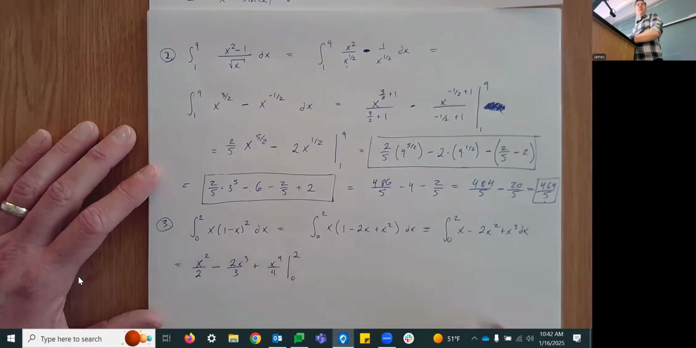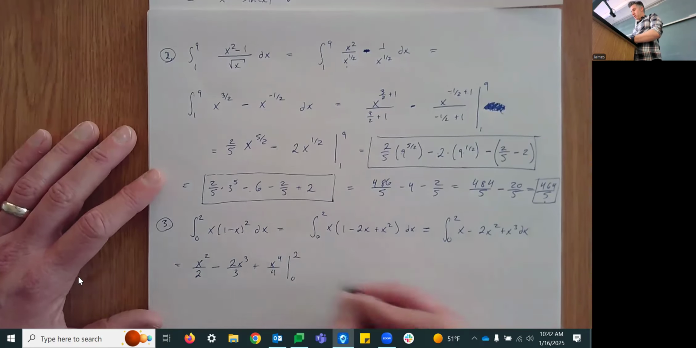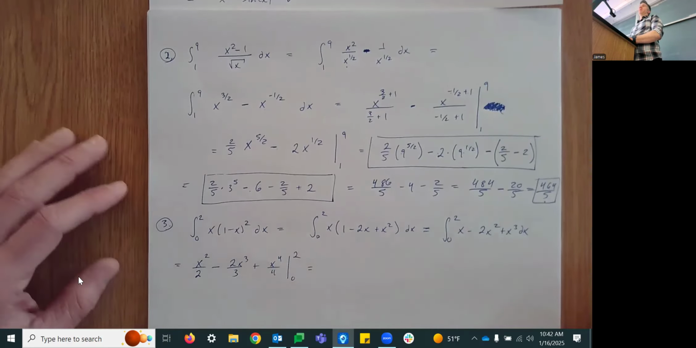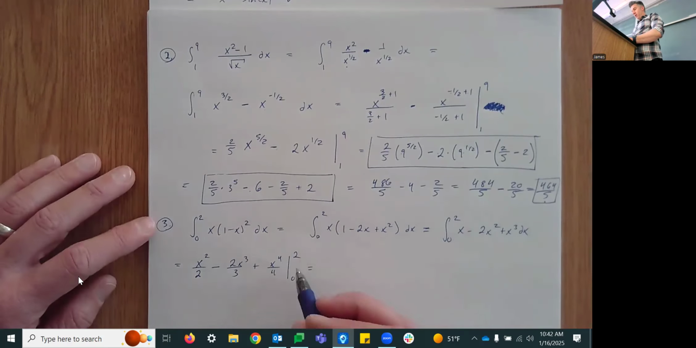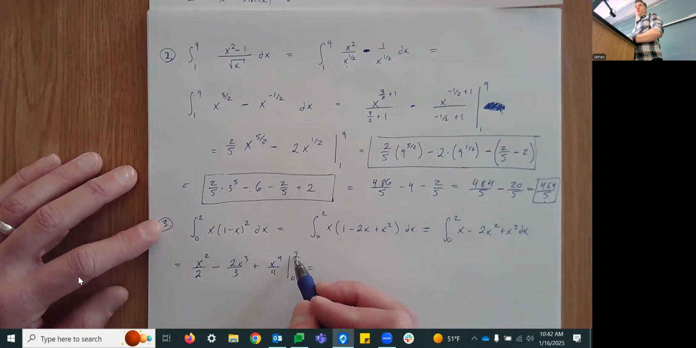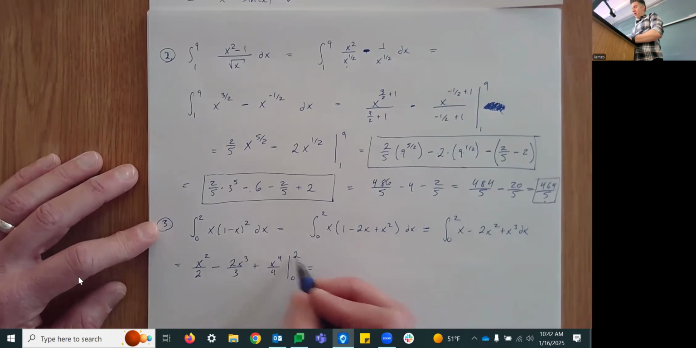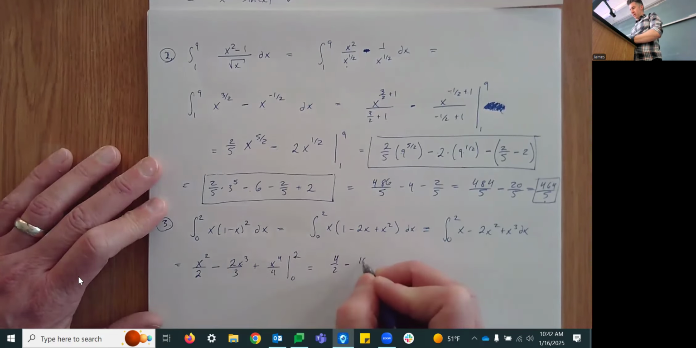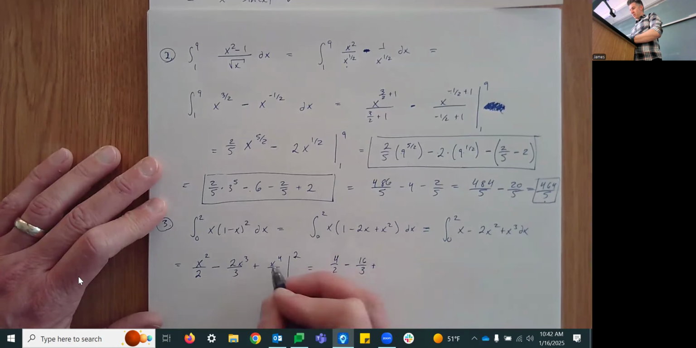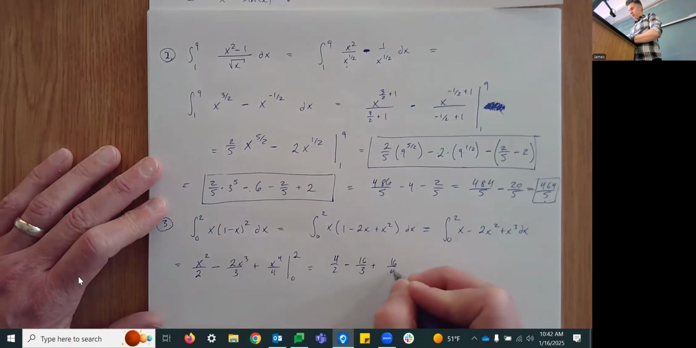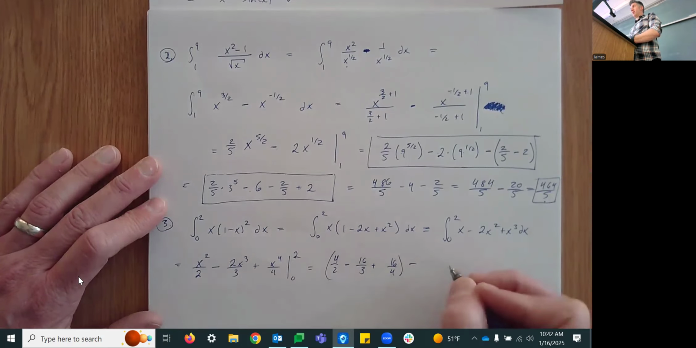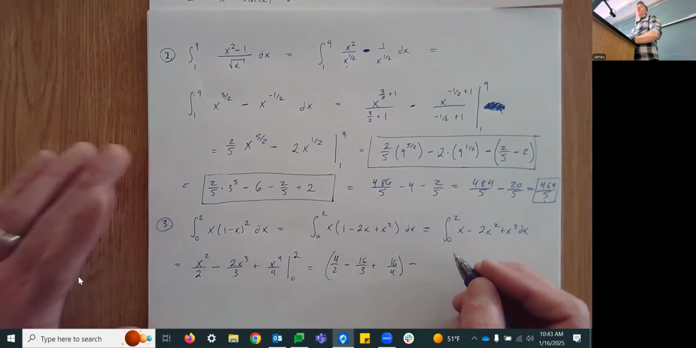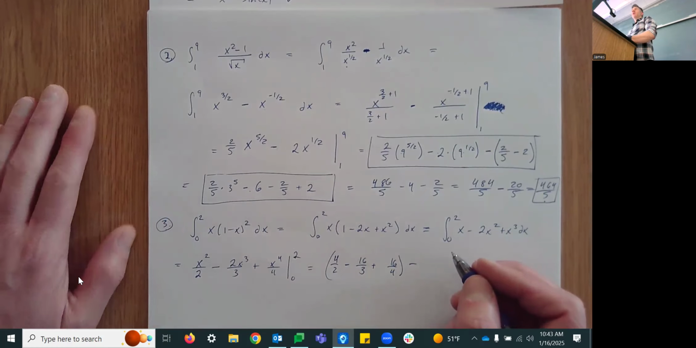0 to 2. Plug in our limits of integration, so we get, now here's where I would probably start simplifying right away. So I'm going to plug in 2. I don't really need to write 2 squared divided by 2. I'll write 4 divided by 2 minus, let's see, 2 times 8 is 16 divided by 3 plus 2 to the fourth is 16 divided by 4 minus, okay, here's a habit I don't want you to get into.